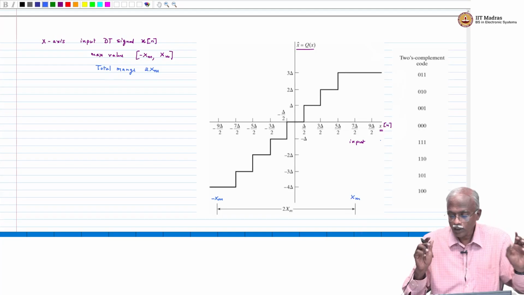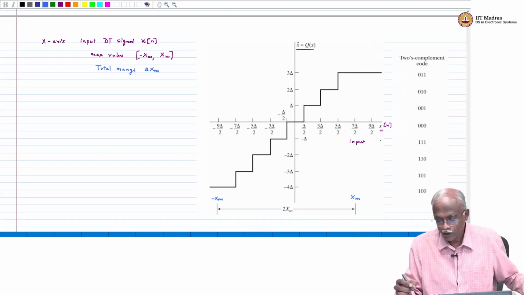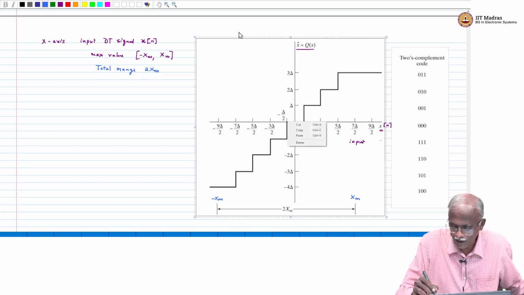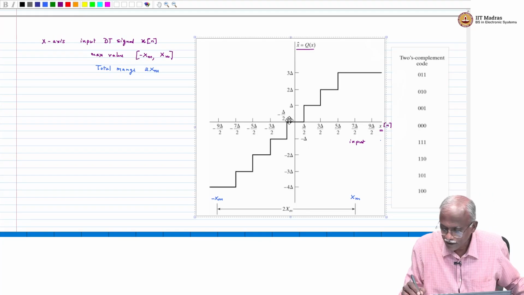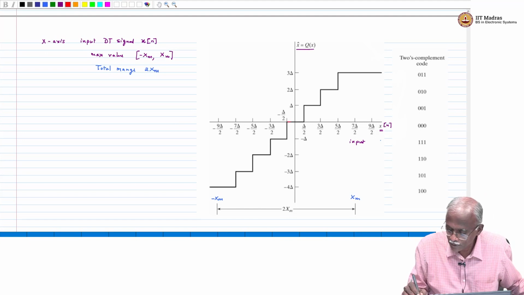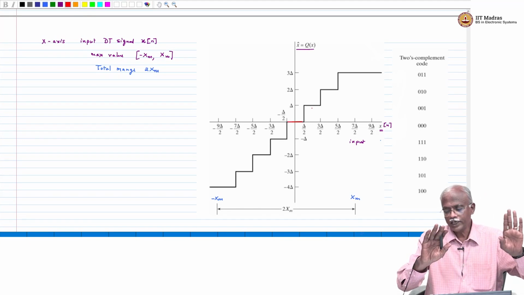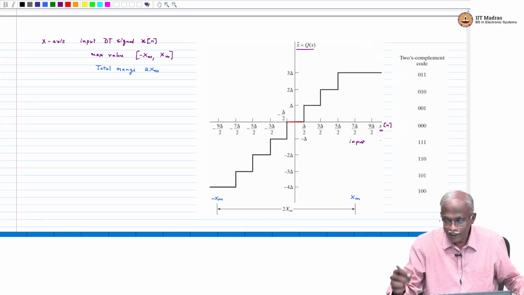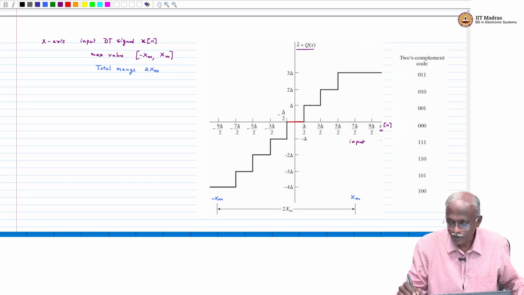Now, what is the quantizer doing? The quantizer says that if you are between minus delta by 2 to delta by 2, we will define what delta is, we are going to say that your value is 0 because of the quantization. Now, the minute you cross delta by 2, the output is going to be delta, all the way until you reach 3 delta by 2.